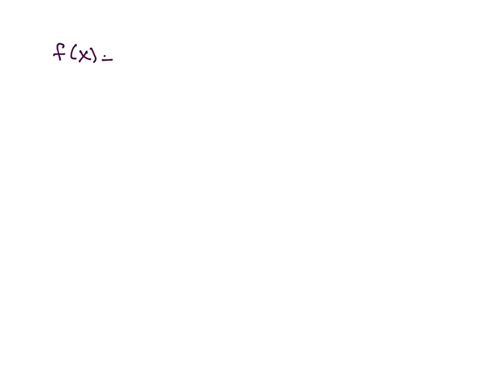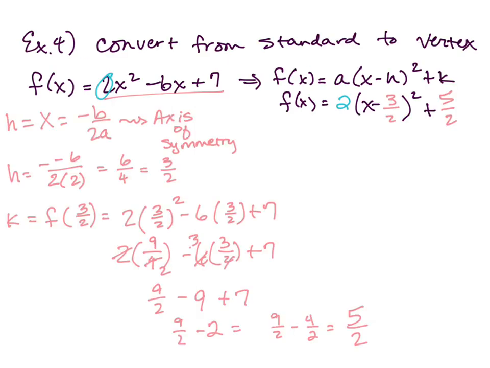All right, let f of x equal 2x squared minus 6x, and we want to convert this to vertex form. So all we have to do here is find the vertex. Where's the C? There's no C. This is on your homework. This is number 12.